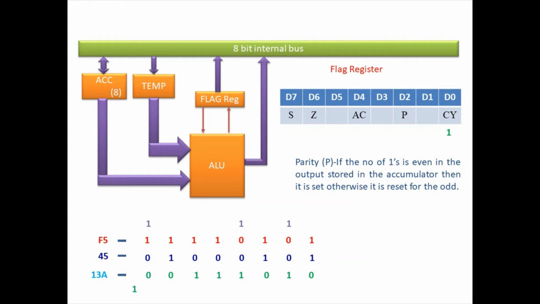Now you just count the ones in the number that we have in the accumulator. The last number is 13A. You can count it, so we have 1, 2, 3, 4 ones. So I can say it's an even number, so even parity. Okay, so now we have discussed two flags. One is the carry flag, another one is the parity flag.